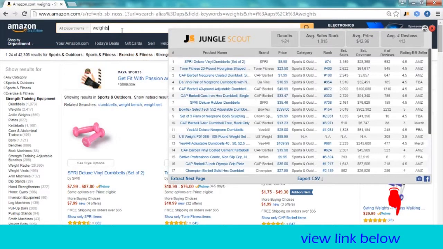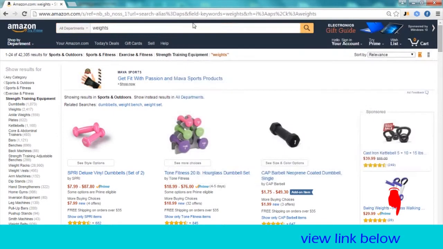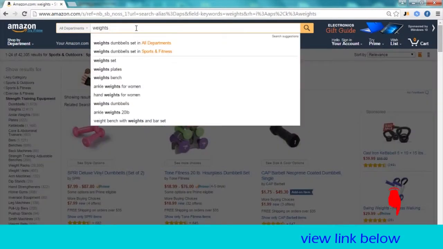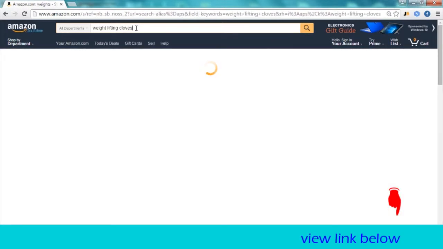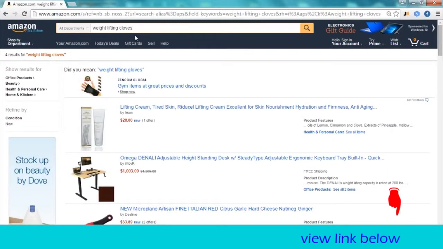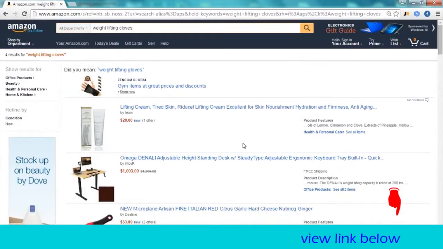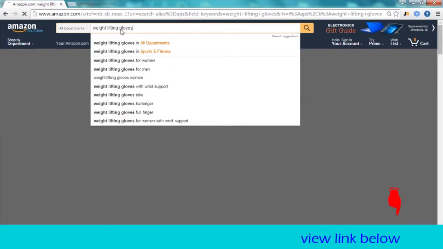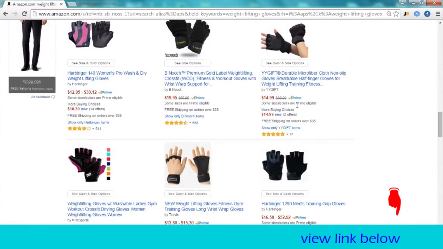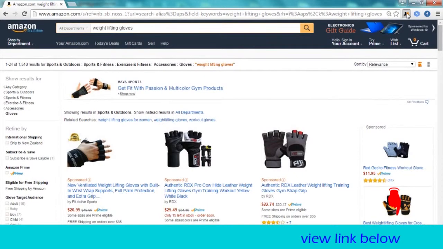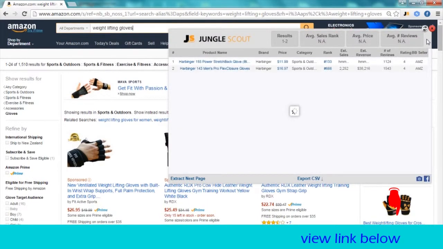So I'll show you examples. So let's just go more niched, as in something a bit more specific. So we'll say weightlifting gloves, say. Okay, so we've got weightlifting gloves. Okay, so all these are weightlifting gloves over here. Okay, let's see what Jungle Scout gives us. We go into it, it populates our spreadsheet.